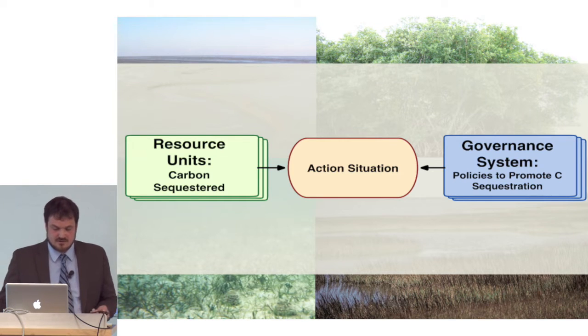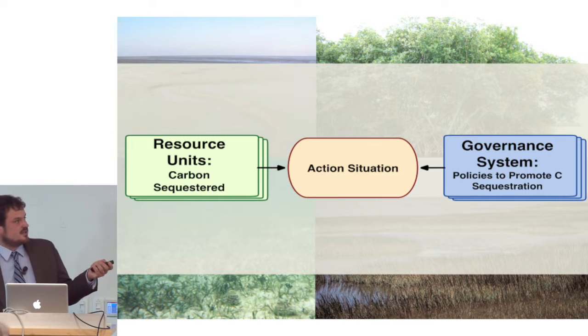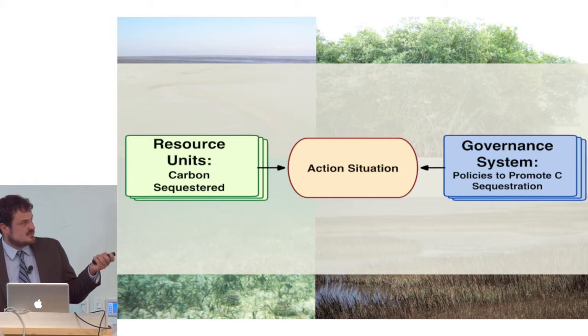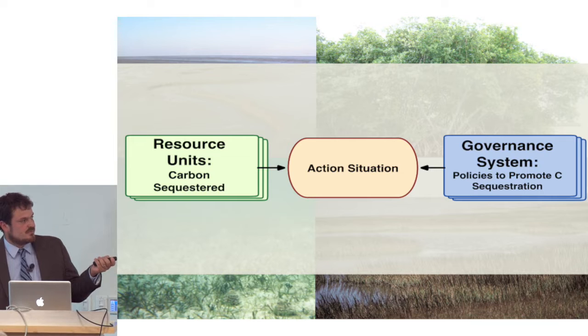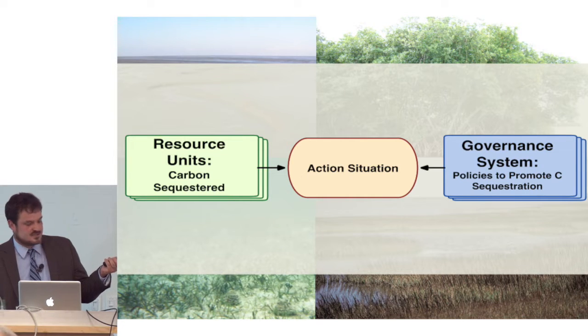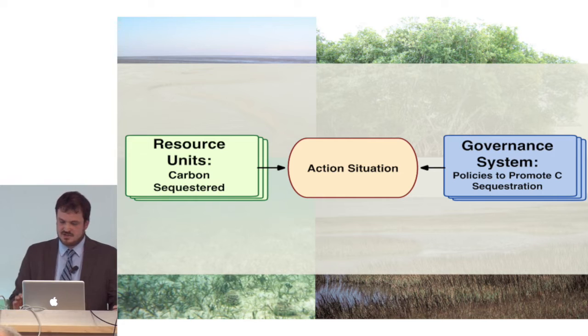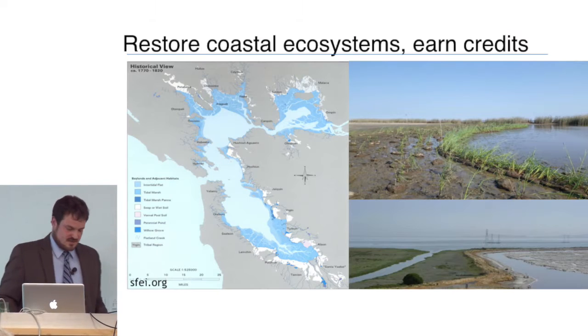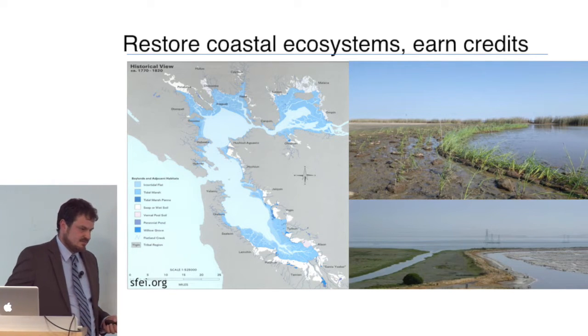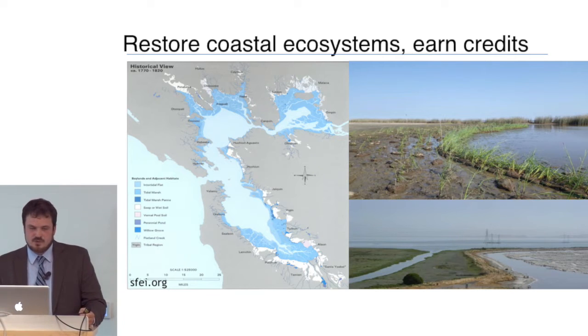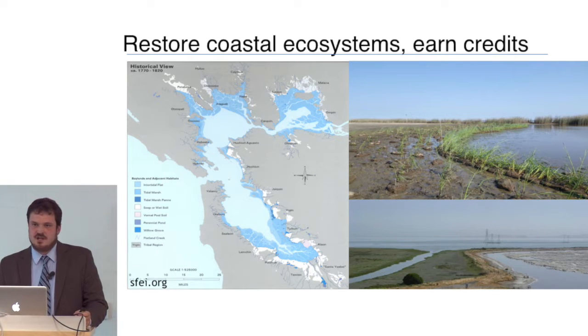But going back to our theoretical framework, we're directly looking at how this resource, these ecosystem services, the carbon sequestered in coastal ecosystems, is being treated under a very specific governance system, in reference to policies that might be in place to help promote carbon sequestration. So the entire idea behind blue carbon is really driven by an idea to restore coastal ecosystems in order to get money from carbon credits to restore coastal ecosystems.